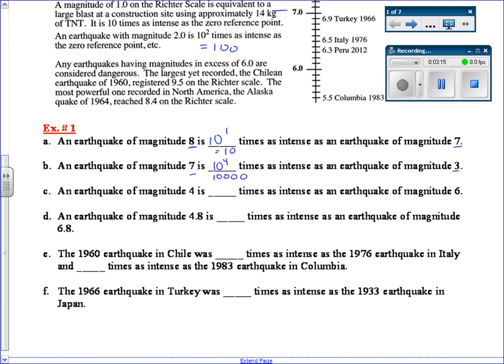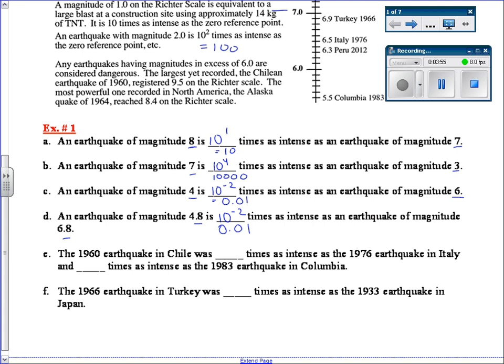An earthquake of magnitude 4 is how many times as intense as an earthquake of magnitude 6? Now there is a difference of 2 here, but going from 4 to 6 it's actually a negative 2, so 10 to the negative 2, right? Because you're going up instead of down, whereas in all these other ones you're going down. So that means it's 0.01 times as intense as an earthquake of magnitude 6. An earthquake of magnitude 4.8 is the same thing. Going from 4.8 to 6.8 is again a difference of negative 2. So it's 0.01 times as intense as an earthquake of magnitude 6.8.